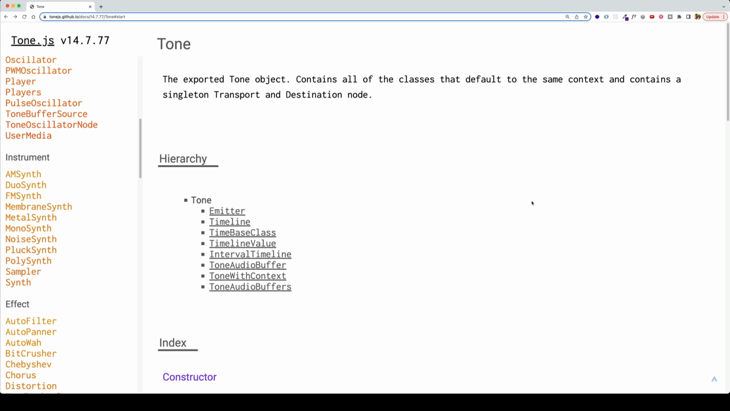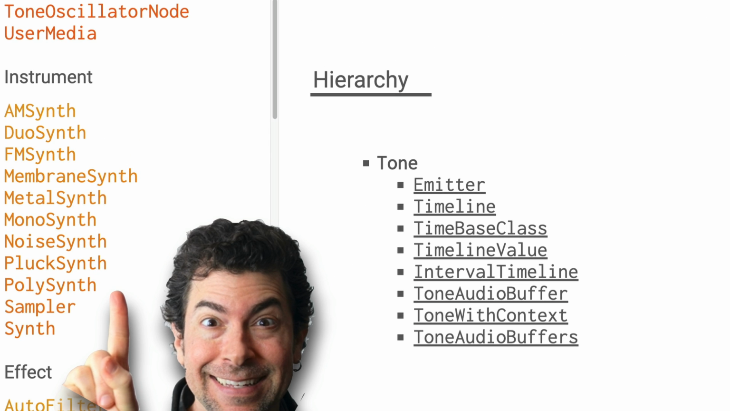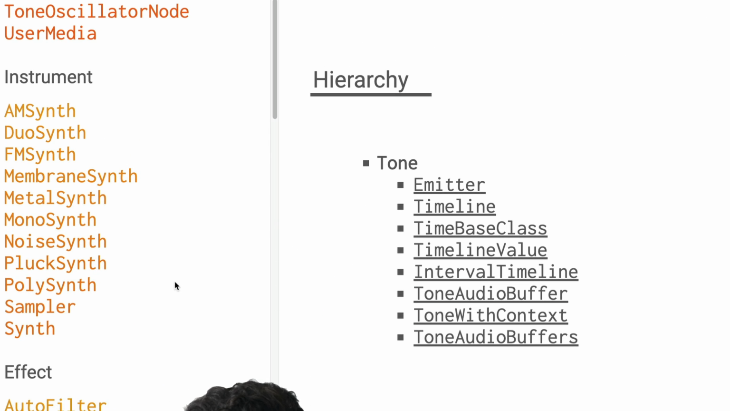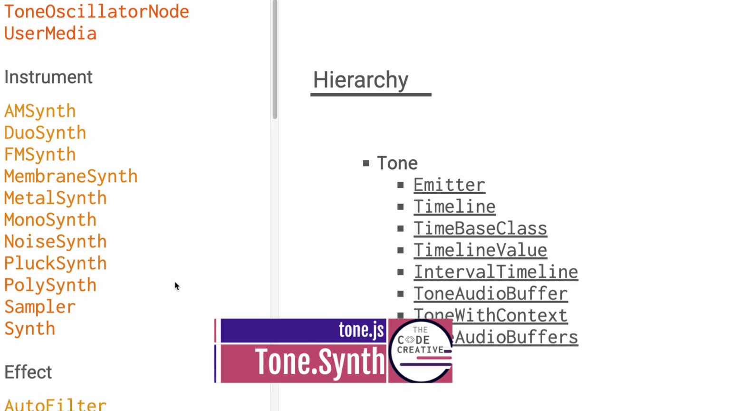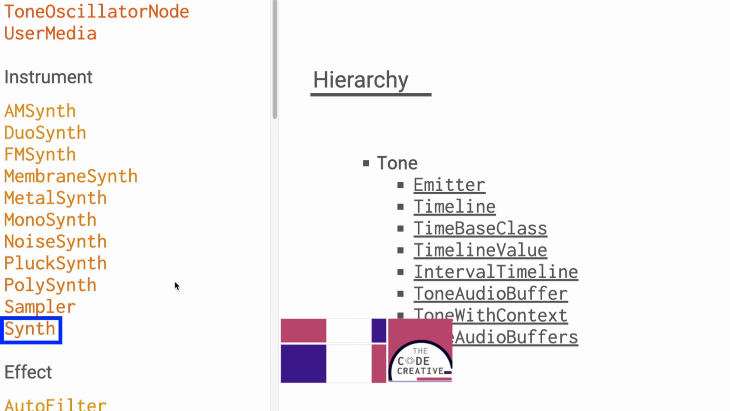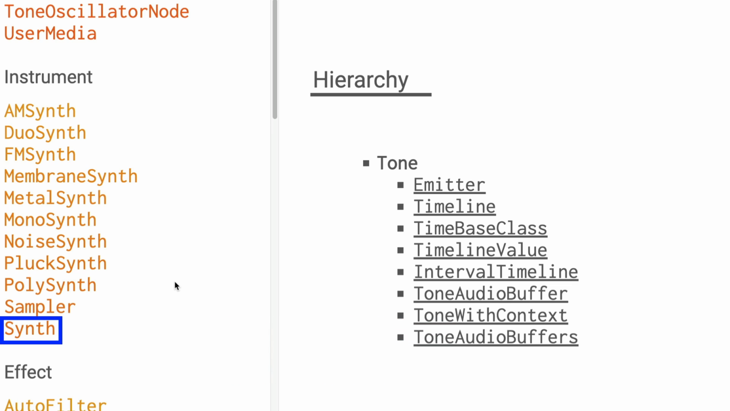So one of the easiest ways to start creating some sounds is to use one of the many synths that Tone.js has to offer. We can start with what I think is one of the simpler ones, and that's simply called Synth. You'll see it over here on the left side of the docs, along with some other synth types like the AM synth, Duo synth, FM synth, and so on. There's really a lot to explore and discover here.